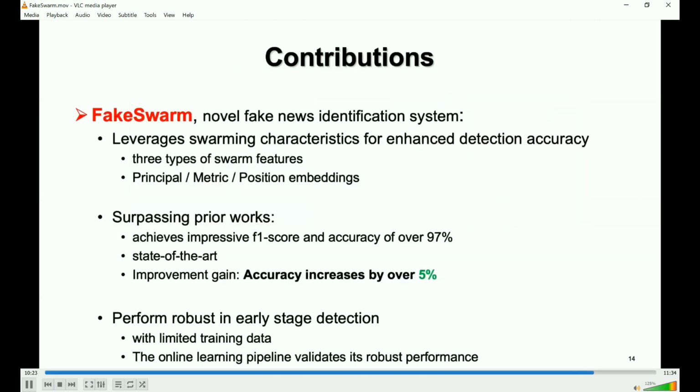So let's make a conclusion. Our system, FakeSwarm, is a novel fake news identification system that leverages swarming characteristics for enhanced detection accuracy. Combining three types of swarm features, it achieves an impressive F1 score and accuracy of over 97%, making it state-of-the-art. The online learning pipeline evaluates its robust performance, particularly in the early stage with limited training data. FakeSwarm provides a fresh perspective and approach to fake news detection, highlighting the importance of swarming characteristics and encouraging further research in this area.